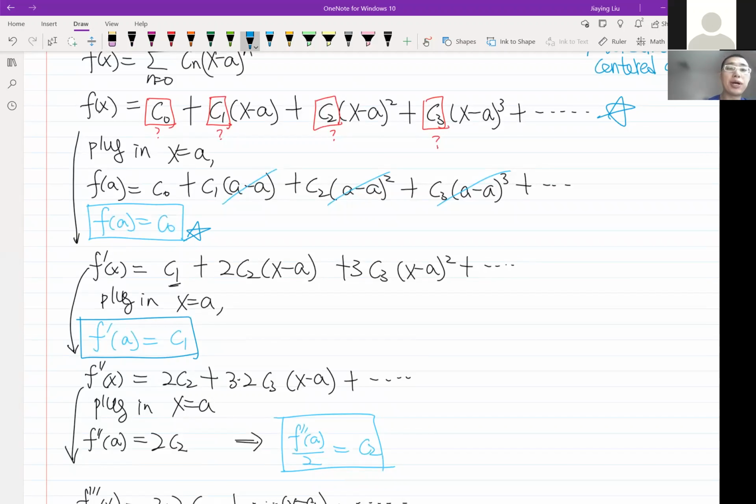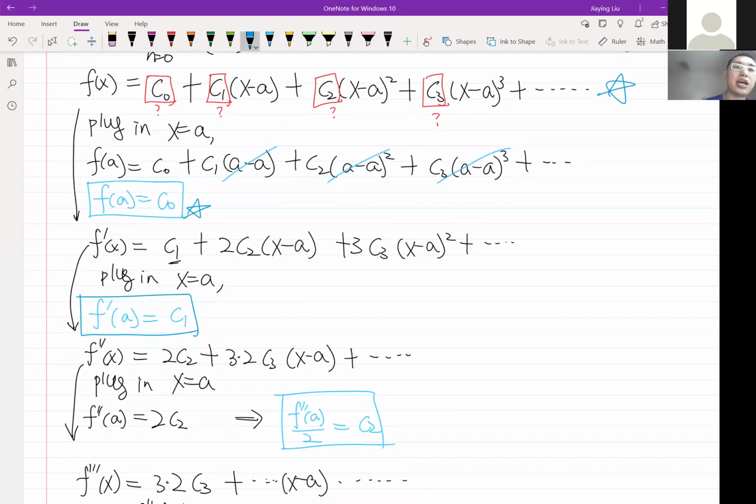And then to find C1, you take the function f(x) and take the derivative. You get f prime of x equals C1 plus 2C2(x minus a) plus 3C3(x minus a) squared and so on. And then again, just like the previous step, plug in x equals a. That will give us f prime of a is equal to C1 plus 2C2(a minus a) plus 3C3(a minus a) squared and so on.